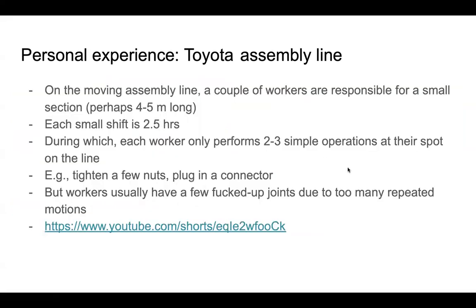So it's very simple, right? It's not that hard to learn. That's good for productivity, because as people keep doing the same thing, they will get very good at it and do it very fast. But it's actually not that good for their health. They usually hurt their joints due to too many repeated motions.